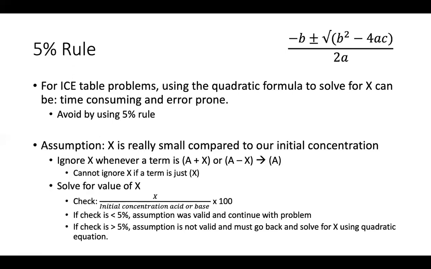The other scenario, however, is if you do this check and it comes out to greater than 5%, that means that your assumption is not valid. Basically meaning X is actually big enough where it does affect our initial concentration. Therefore, we can't ignore it. Okay, so if you ever do this check and it comes out to greater than 5%, you actually need to go back and solve for X using the quadratic formula or quadratic equation, right? You can't ignore X if it's greater than 5%.